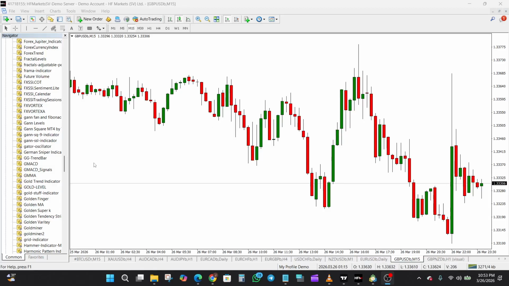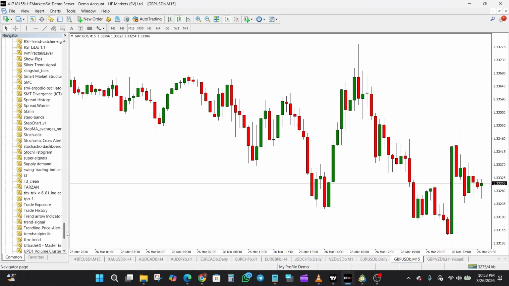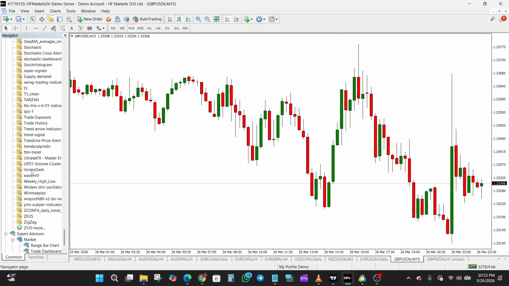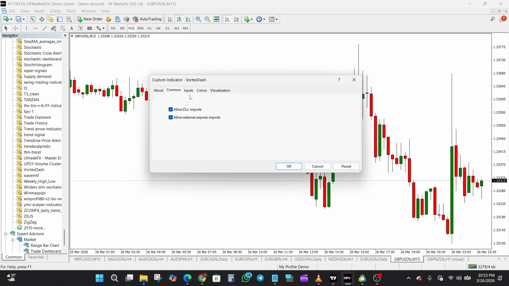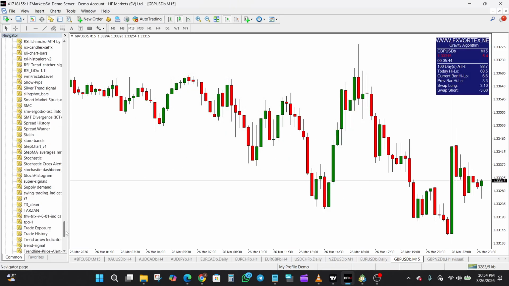Now this system consists of the FX Vortex indicator and the Vortex Dash indicator. So we're going to be adding both of them to the chart, the Vortex Dash and the FX Vortex.